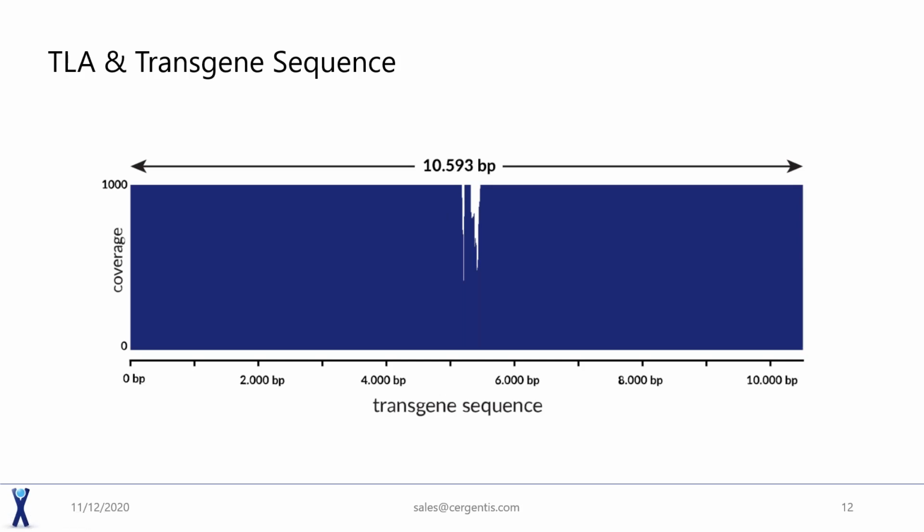So as you've probably understood by now, TLA is actually used in combination with next generation sequencing, and NGS, as you know, struggles whenever it runs into a region that's rich in AT or CG repeats, thereby leading to a drop in coverage. So basically, that's what you're seeing here.